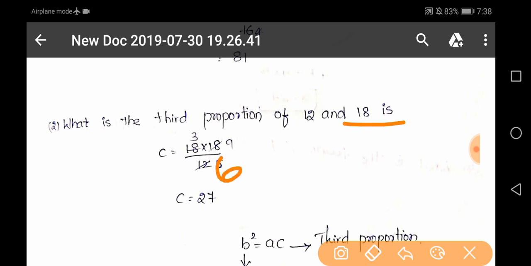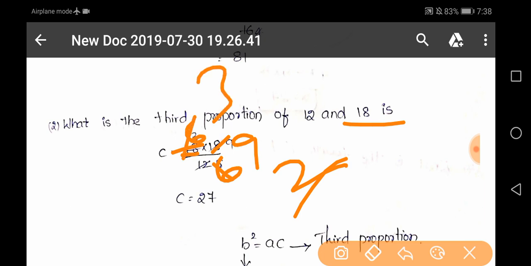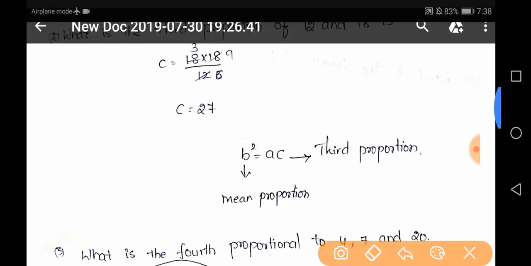2 6s are 12 and 2 9s are 18, and 3 6s are 18 and 2 3s are 6. So 9 3s are 27. So this is the third proportion.